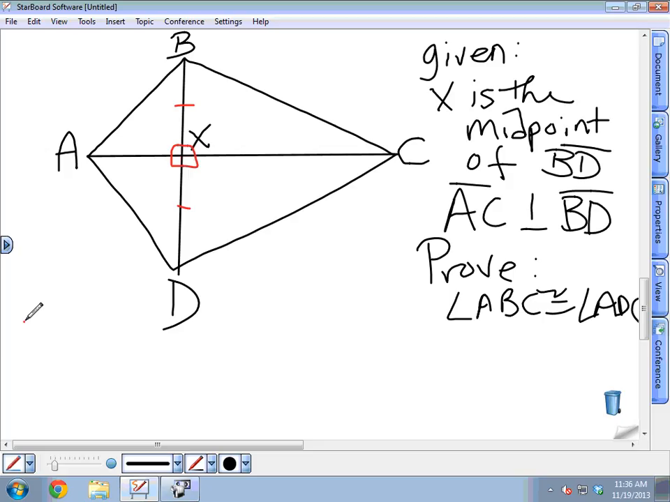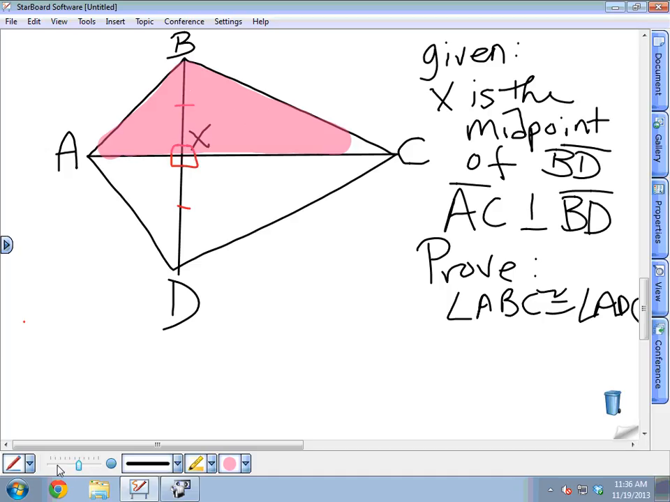Line BD is reflected to BD, or AC to AC. Well, which? You gave me two different lines. Which one do you want? BD. I want to prove that this triangle here is congruent to the one below it, right?